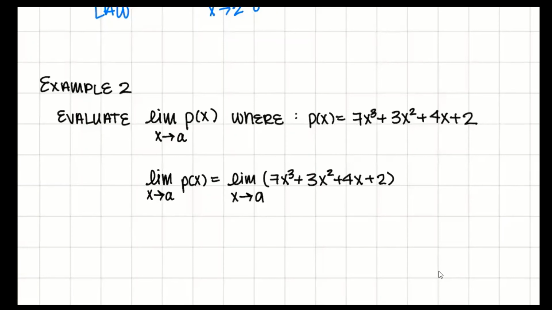So here we want to find the limit as x approaches a of a polynomial p of x, where p of x is defined as 7 times x to the power 3, plus 3 times x to the power 2, plus 4 times x to the power 1, plus 2 times the value 1. Here we can use our limit laws. That's certainly one way to do it, or we can just plug in, right? And here we're only concerned with a. So I'm going to go ahead and use our limit laws and spice things up real quick.